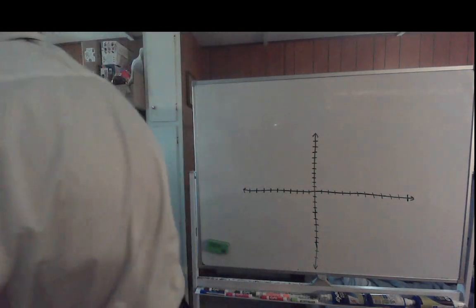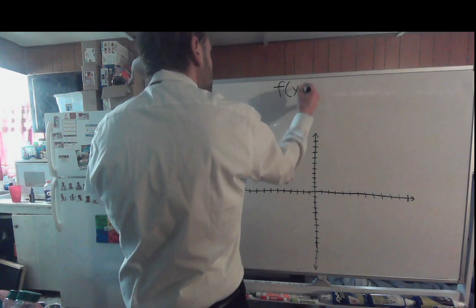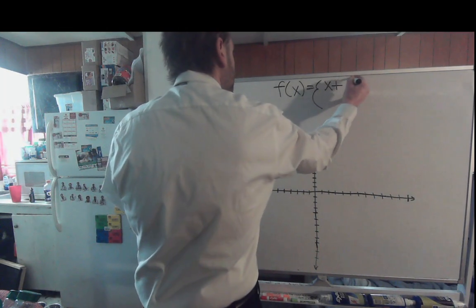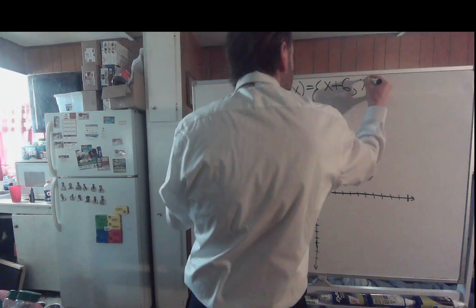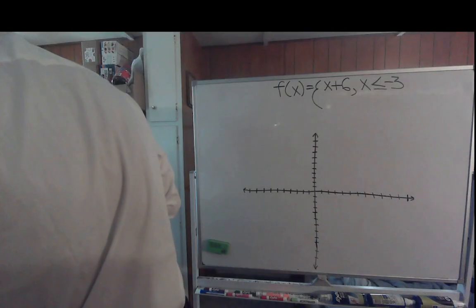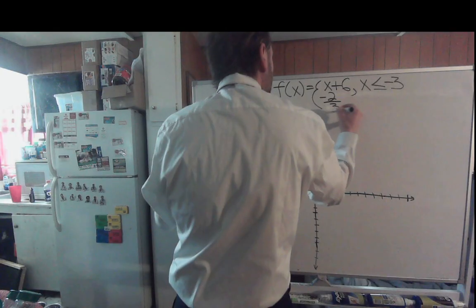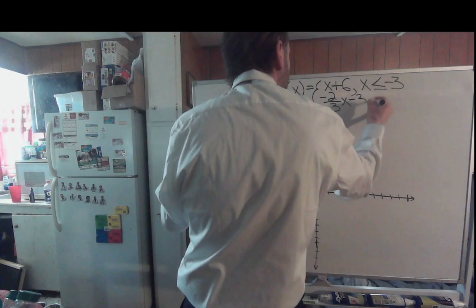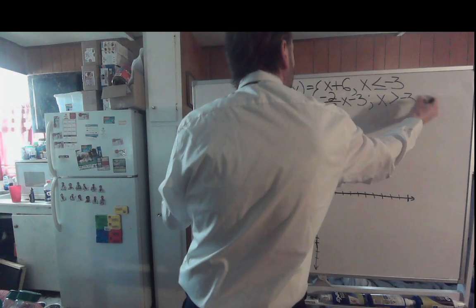Alright, so what if we had a piecewise function f of x equal to x plus 6 when x is less than or equal to negative 3, and then it's also equal to negative 2/3 x minus 3 when x is greater than negative 3.